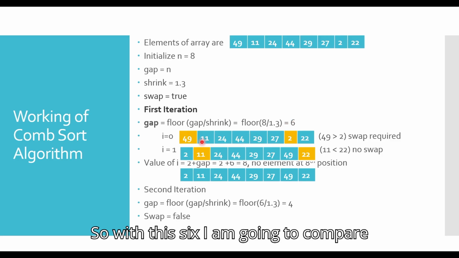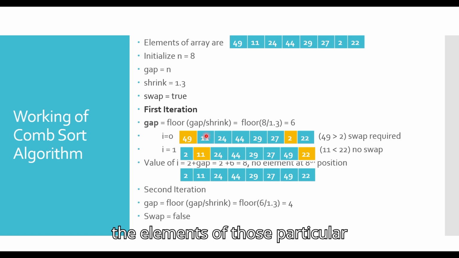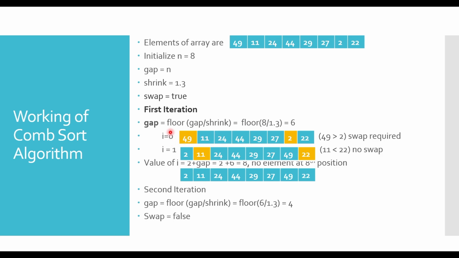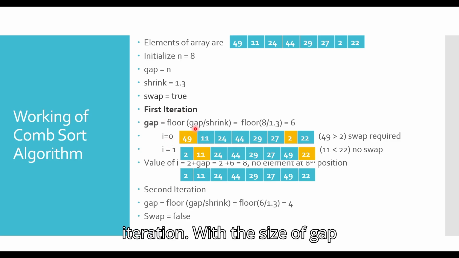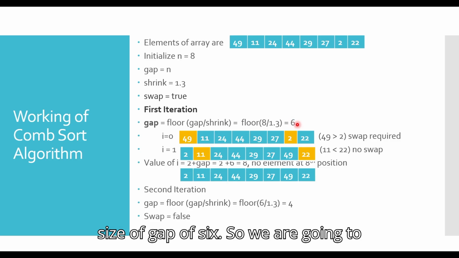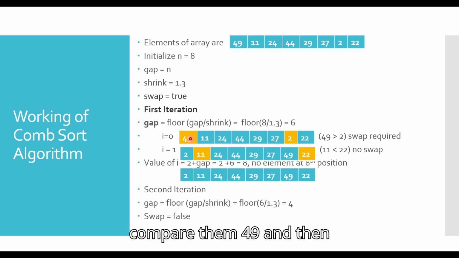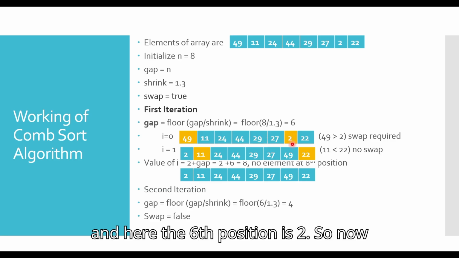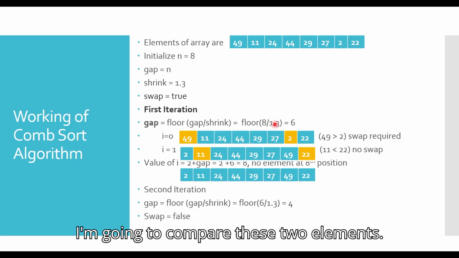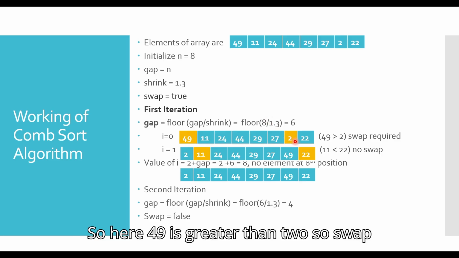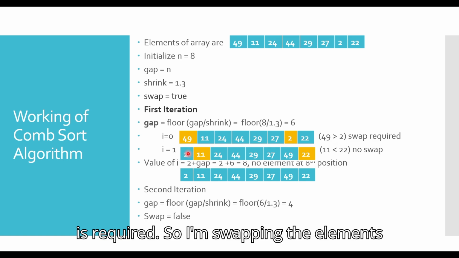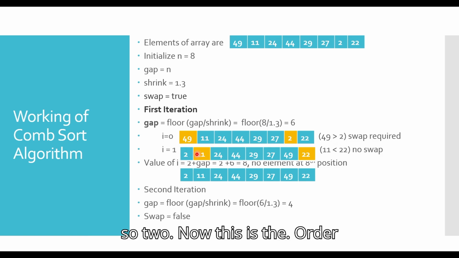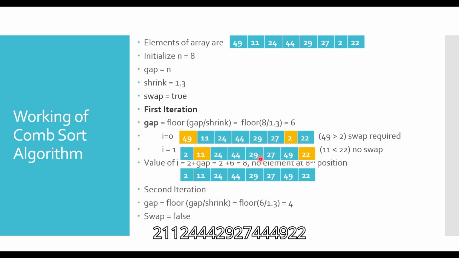With this 6, I am going to compare the elements at those particular positions. First iteration with the gap size of 6. We compare the element 49, and then you can count 11, 24, 44, 29, 27, with indexes 0, 1, 2, 3, 4, 5, and the sixth position is 2. Now I'm going to compare these two elements. Here 49 is greater than 2, so swap is required. So I'm swapping the elements. Now this is the order: 2, 11, 24, 44, 29, 27, 49, 22.